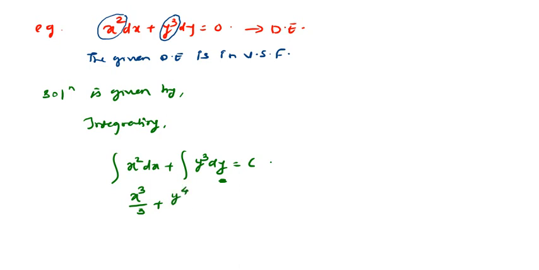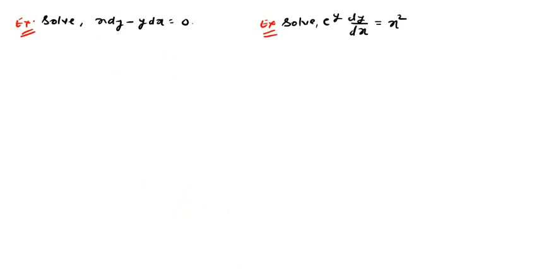Y to the power 4 upon 4 equal to c. So this will be our final solution for the given differential equation. Okay, I hope it is clear now. Suppose we will solve some examples. Okay, we have this example to solve this differential equation.